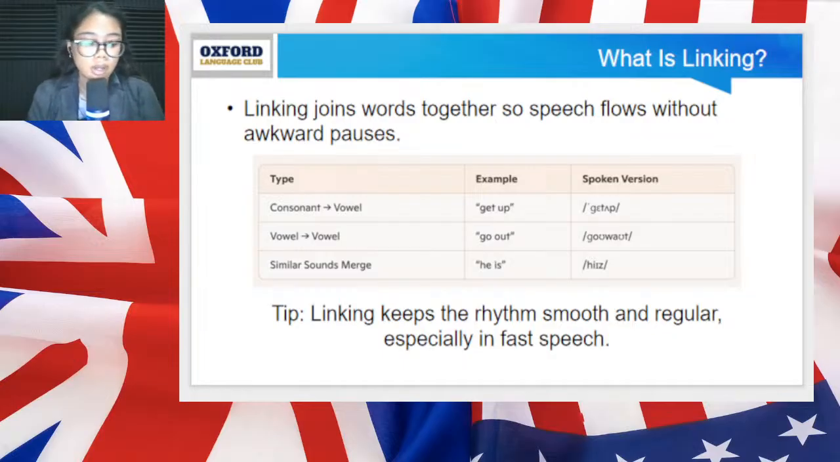So that's turn on the light. Instead of saying turn on the light separately, we link the words together. Another common one is clean out the garage. The N from clean links to the ow, which is the diphthong from out.